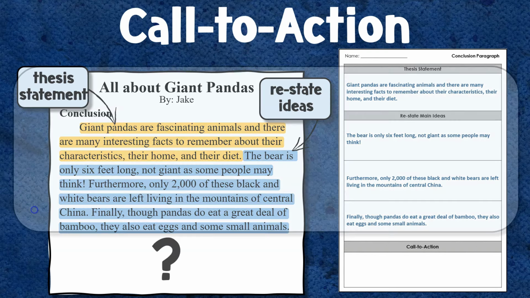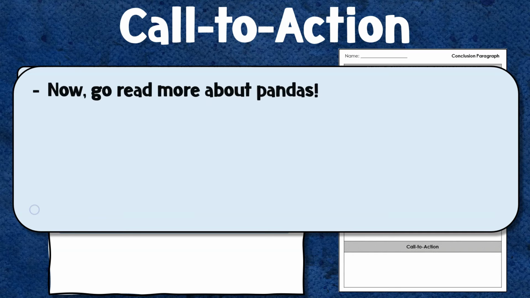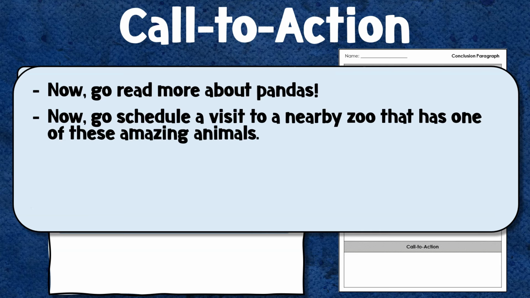I'm going to write a few calls to action here. The most simplistic yet boring would be, now go read more about pandas. That is a call to action. It does tell your reader what to do, yet I find it a bit boring and too simplistic. You could write, now go schedule a visit to a nearby zoo that has one of these amazing animals. Well, that's more interesting, and it has a little bit more thought to it.